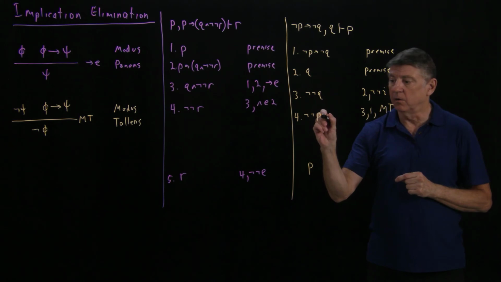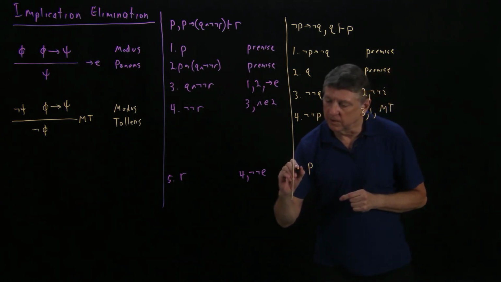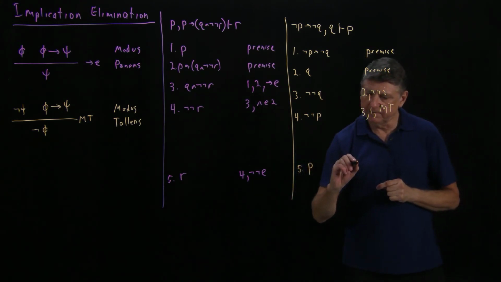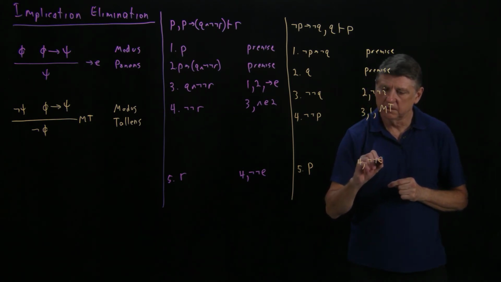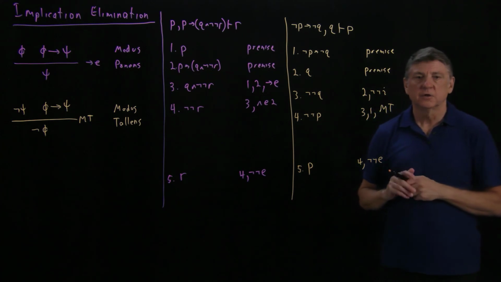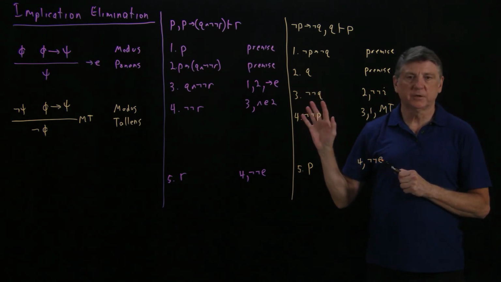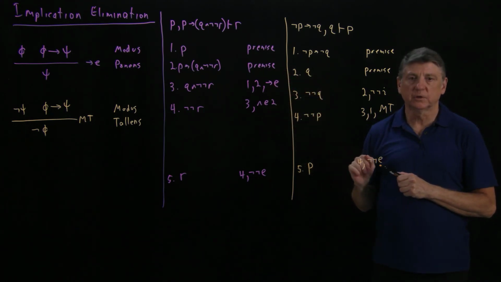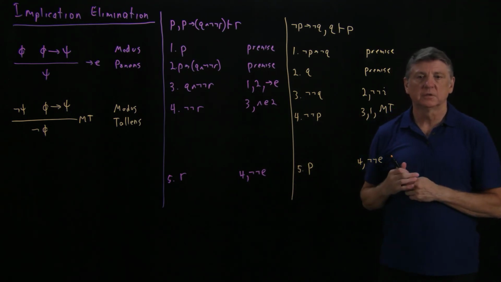Well, now I can go directly to my conclusion. So line 5 of my proof, P, we can arrive there if we use line 4 and double negation elimination. So in this session, we've looked at what material implication is, we looked at 2 rules for eliminating it, and we've applied these 2 rules in 2 simple proofs.